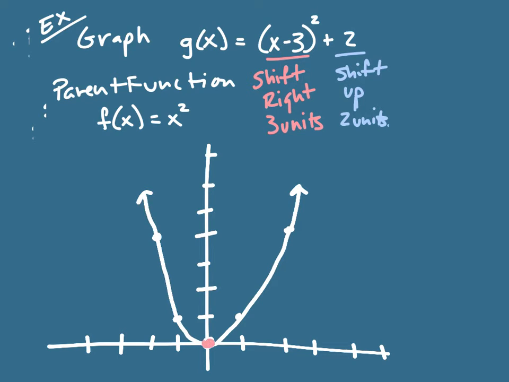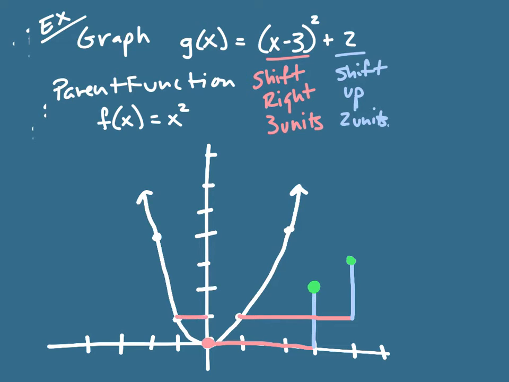So I'm going to move my point from (0, 0) to the right 1, 2, 3, and then up 1, 2. My new point is going to land at (3, 2). And I know that I can do that for all of these points. I can go over 1, 2, 3, and up 1, 2, and plot a new point. All I'm doing is taking these points and moving them over 3 and then up 2.